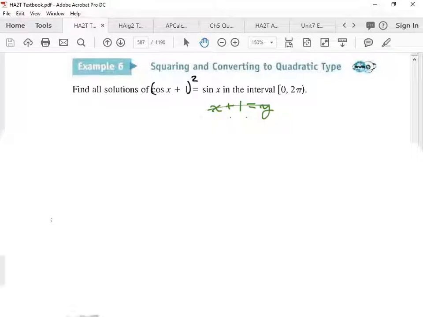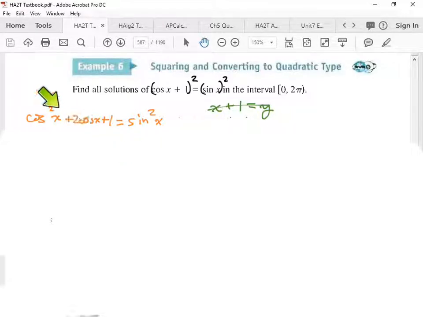So I'm going to take this side and square it. I'm going to take this side and square it. Let's do it. On the right side, that's a simple problem. We get sine squared x. On the left side, we get cosine squared x plus 2 cosine x plus 1.